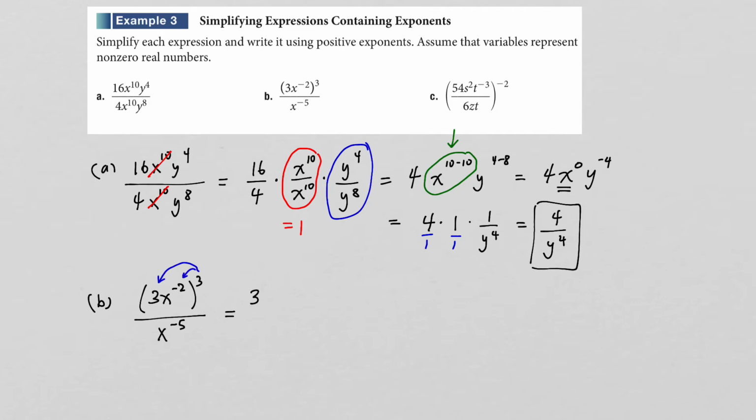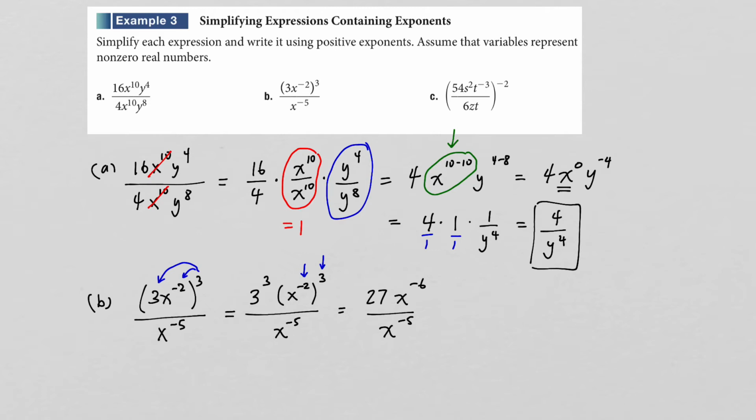So we have 3 to the third power, and then we have x to the negative 2 to the third power. And then in the bottom, we still have x to the negative 5. Now, if we do the math on this, 3 to the third power is 27. X to the negative 2 to the 3 is x to the negative 6. So all we're doing here is multiplying these powers together. And then in the denominator, we have x to the negative 5.